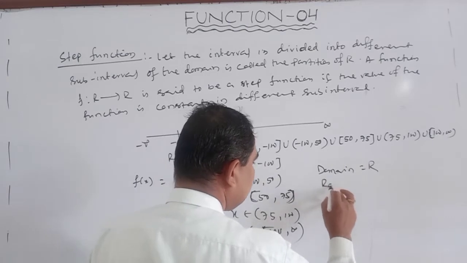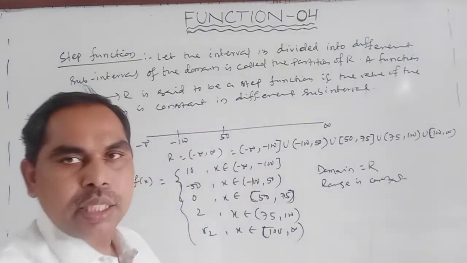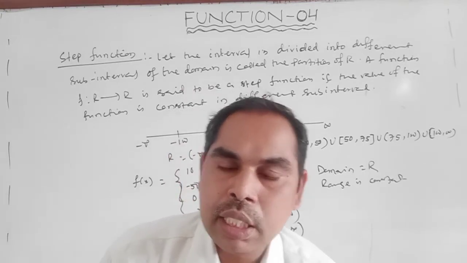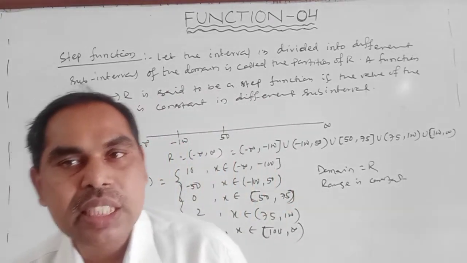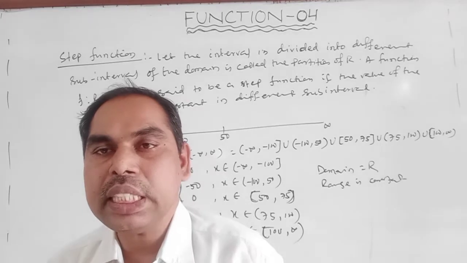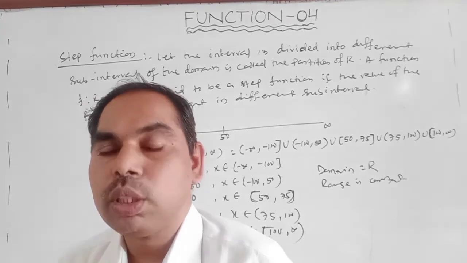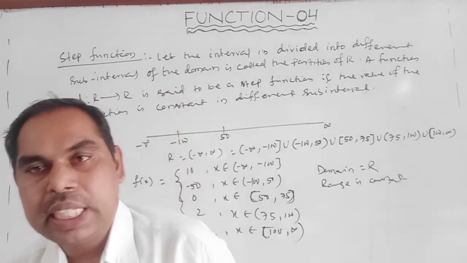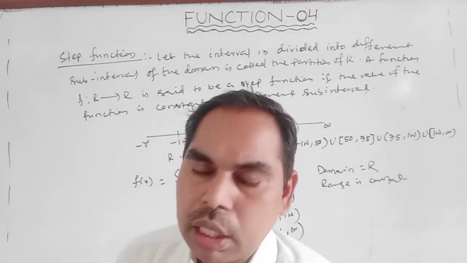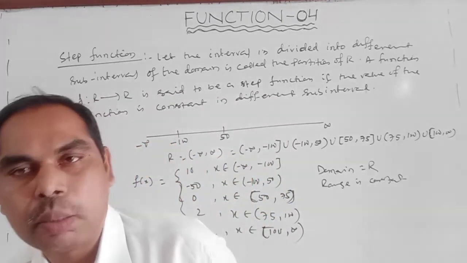Range is constant. Okay. Therefore, the greatest integer function is a step function. Also the least integer function is a step function. Indicator function is also a step function. Means an indicator function is a step function, but the converse may or may not be true. The least integer function is a step function, but the converse may or may not be true. The greatest integer function is also a step function, but the converse may or may not be true.